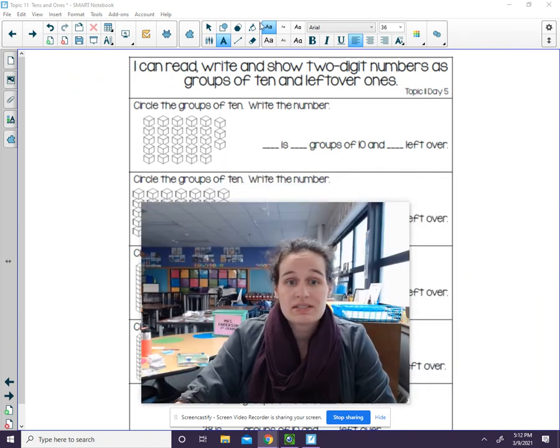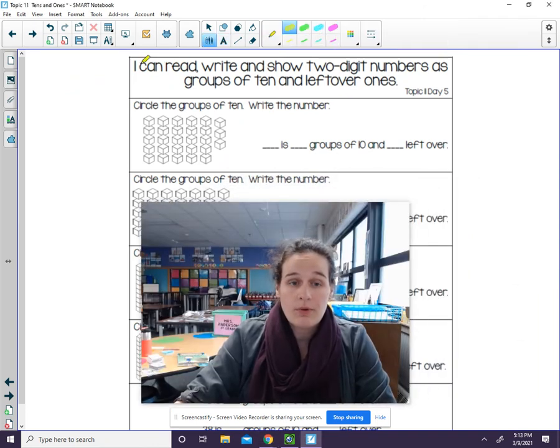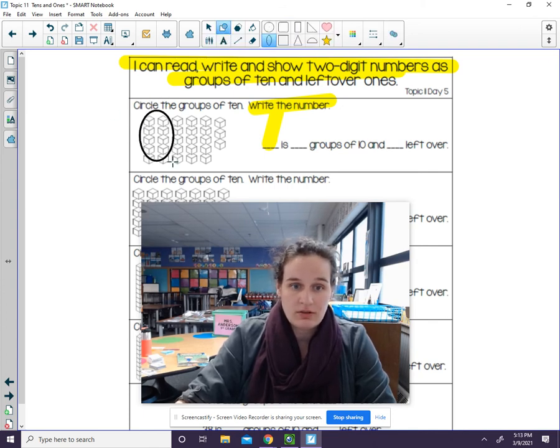This is what your worksheet's going to look like today. So similar to what we've done before, in the sense of I can read, write, and show 2-digit numbers as groups of 10 and leftover ones. But again, notice that they want the total first. So when it says write the number, we're going to find that total first. Okay, so circle the groups of 10. I'm going to circle the groups of 10 for us here for this first one. You can copy this at home.